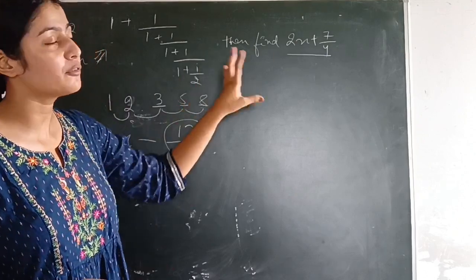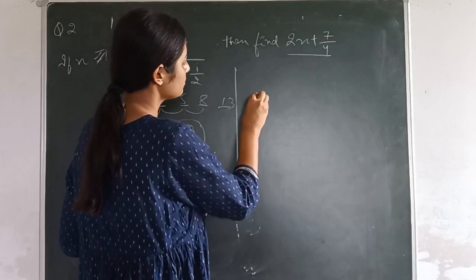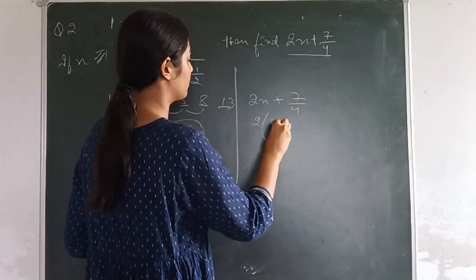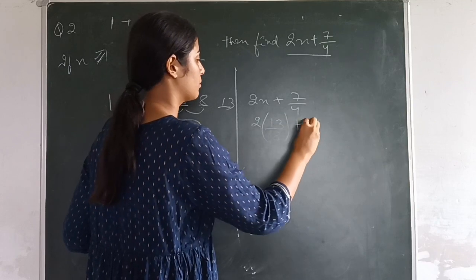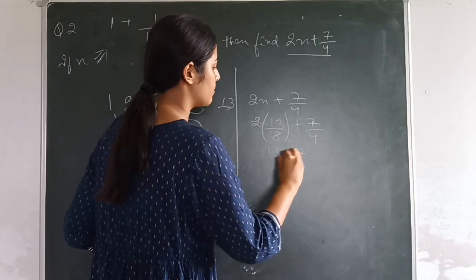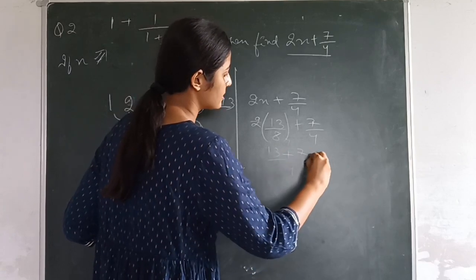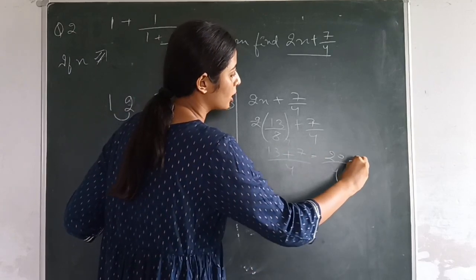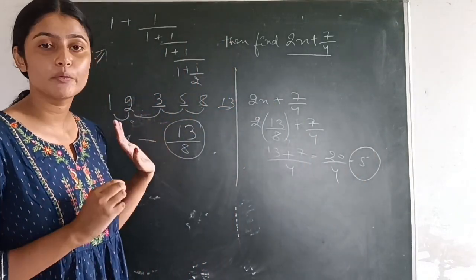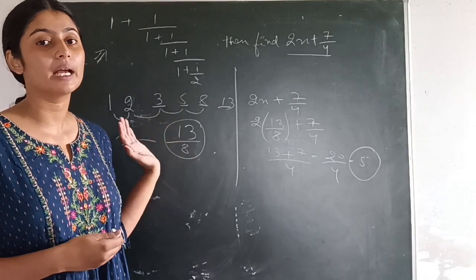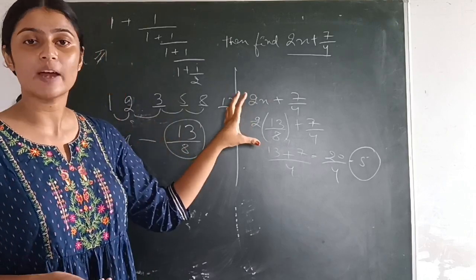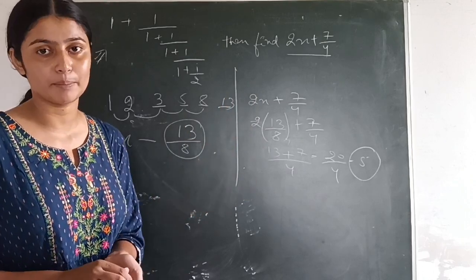Now we will put the value of x in this equation. 2x plus 7 by 4. 13 plus 7 by 4, that is 20 by 4, and we got the answer, that is 5. This is a very similar question to the previous one, but we just have to put the value of x in the equation. That was also very simple.